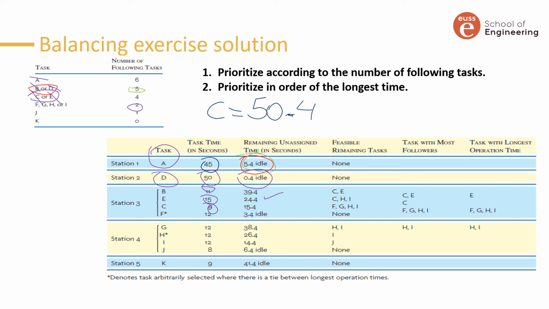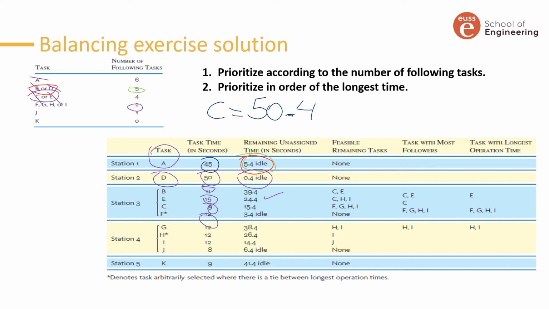Now we should assign them based on the secondary rule. The secondary rule is saying the longest task time. But if you see in the tables, the longest task time for all of these four tasks is 12 seconds. So as I told you, if this happens, a tie in the primary and a tie in the secondary rule, there is no difference. We assign arbitrarily. So I can assign one of these: F, G, H, or I. For example, here we assign F.